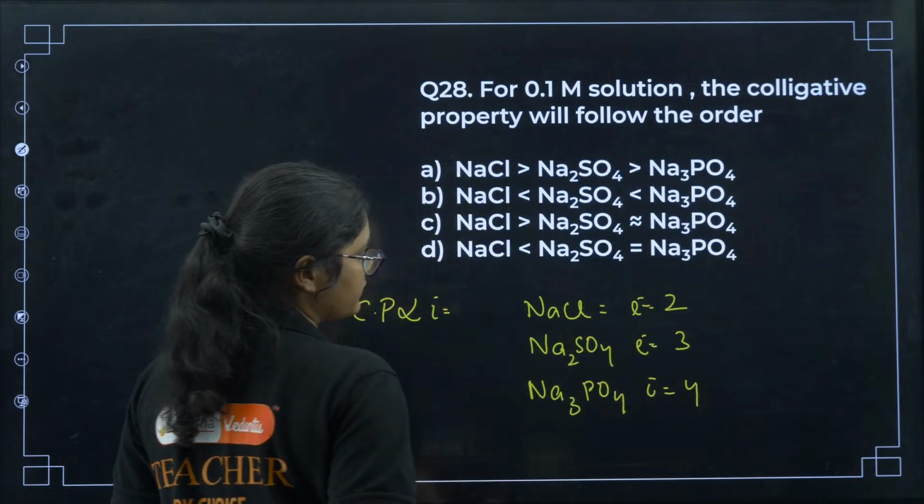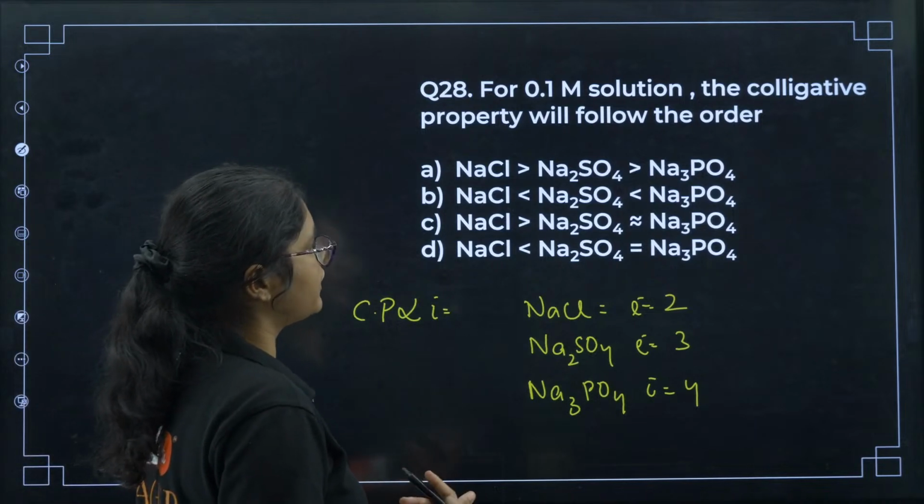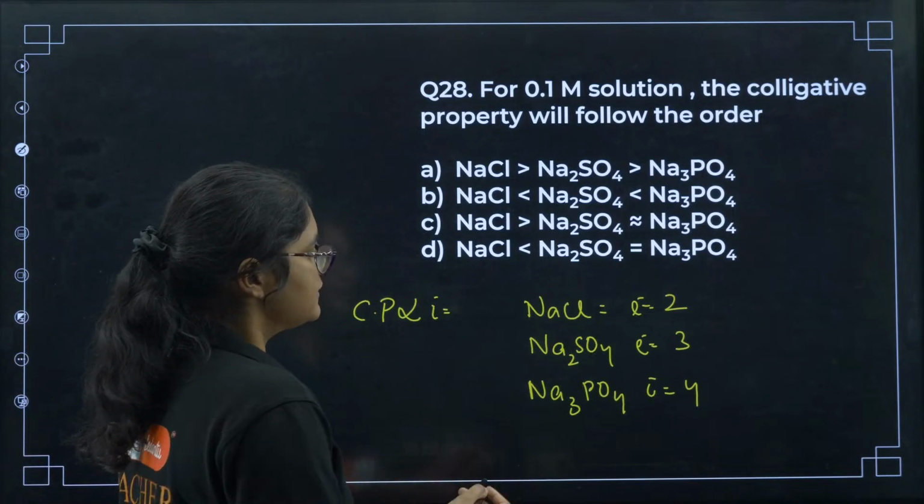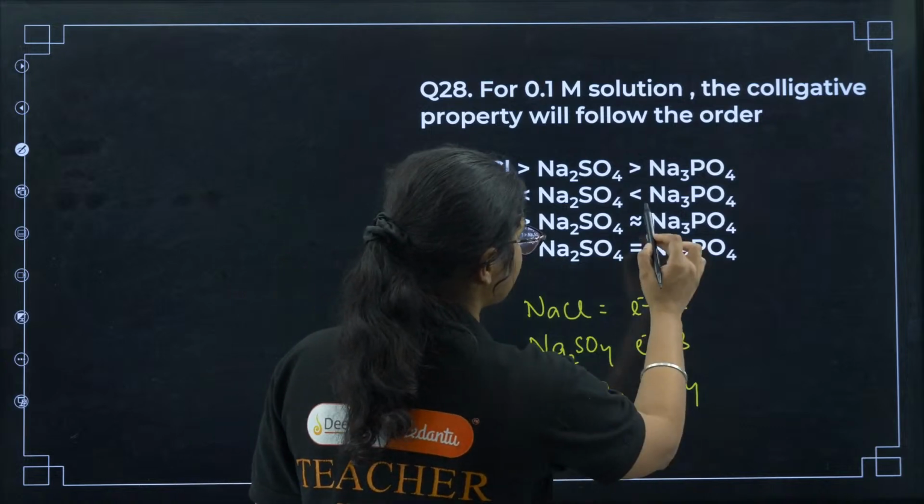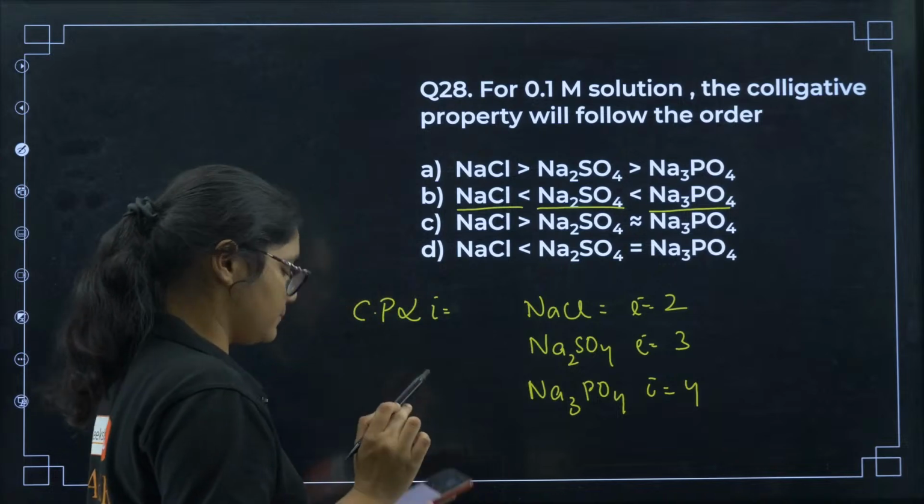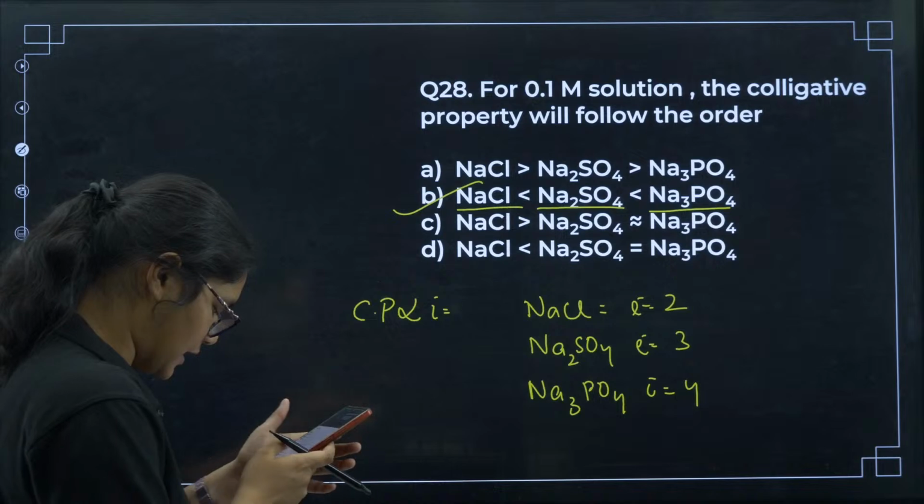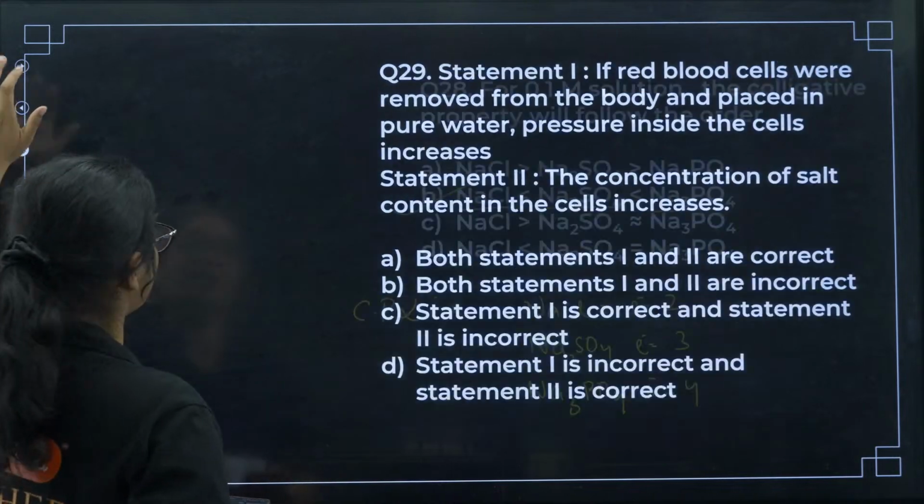So now out of all this, if I see where I am getting the colligative property, it will follow the order. You can see maximum will be for Na3PO4, then for Na2SO4, and then for NaCl, right? So 28B is the correct answer. Very good Karthik, Kiran, all of you have given the correct answer.